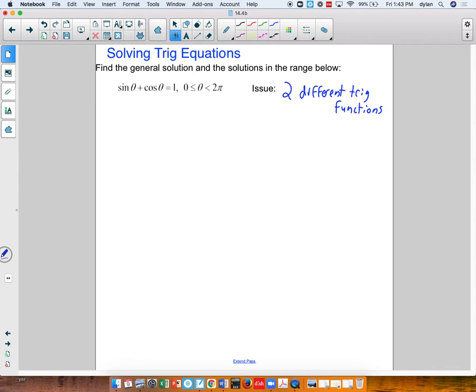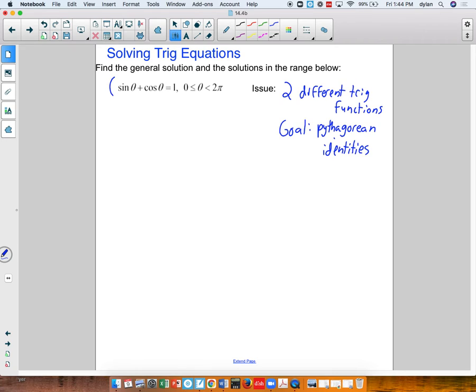So our goal in this case is probably to come up with a way to use a Pythagorean identity to get rid of at least one of the two types of trig functions. So typically when you see two trig functions, often your goal should be to try to use a Pythagorean identity. The issue is that Pythagorean identities require squared values. And in this case, we don't have any squared values. So we probably need to square both sides to create squared values.